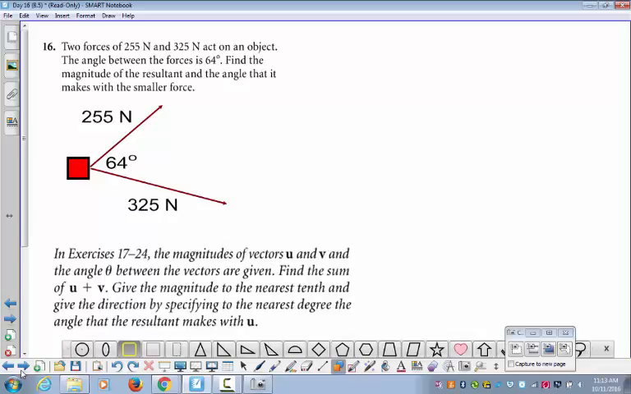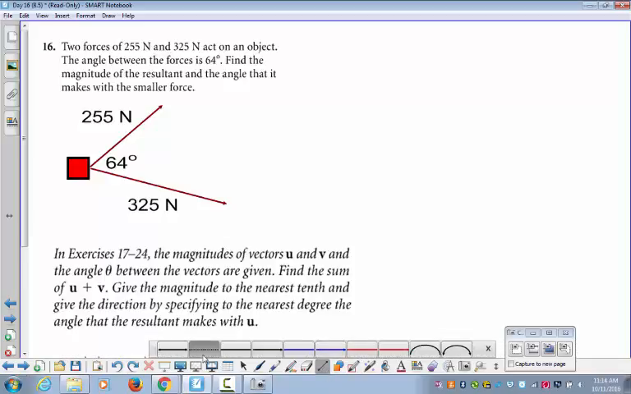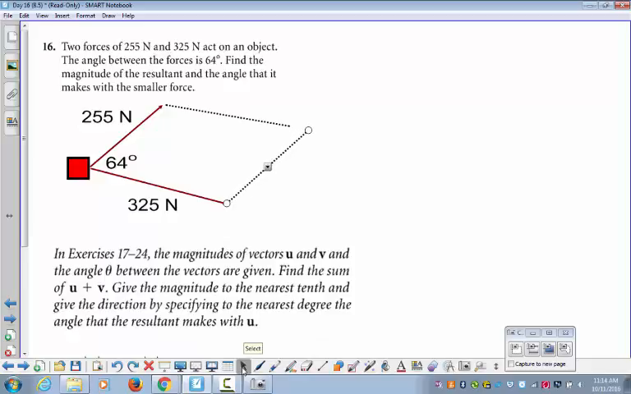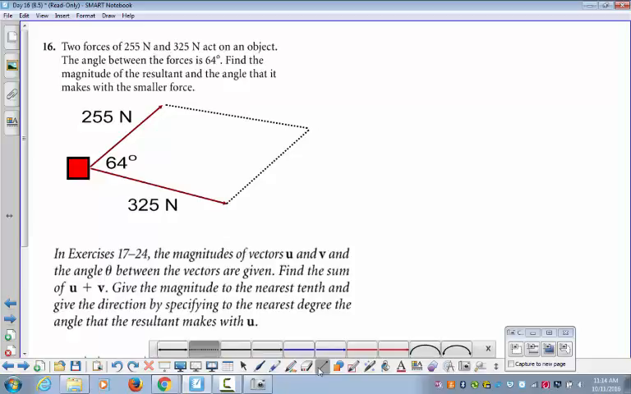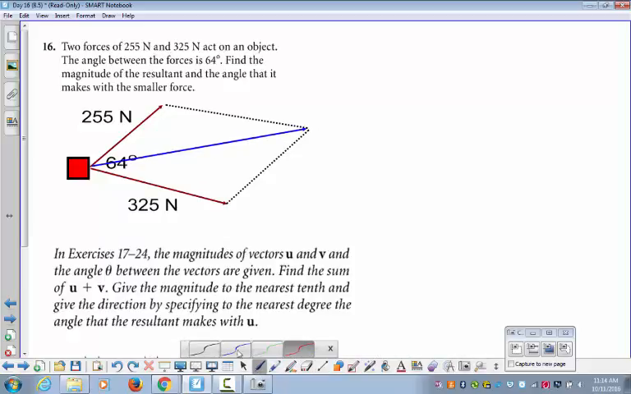So let's just make sure we understand what they're asking. We've got these two forces acting on this object, 64 degrees. Find the magnitude of the resultant and the angle that it makes with the smaller force. So let's just draw our parallelogram. And let's draw the resultant vector, which will go right across there. And then the angle that they're asking for is with the smaller force. So they're looking for that angle. We'll call it alpha.